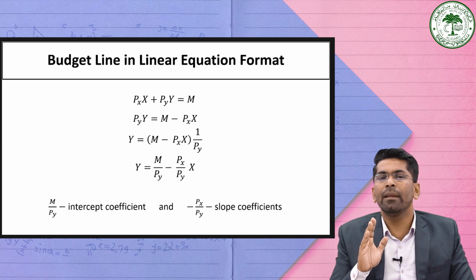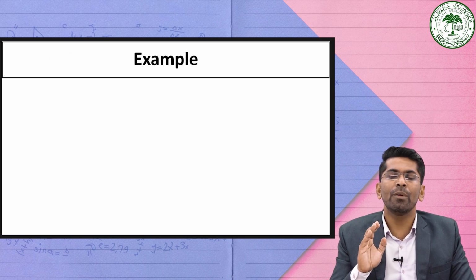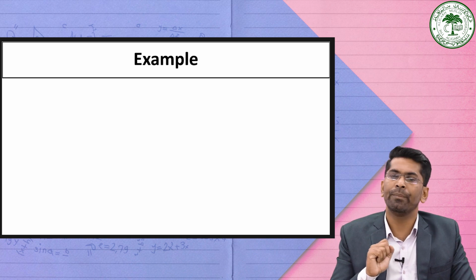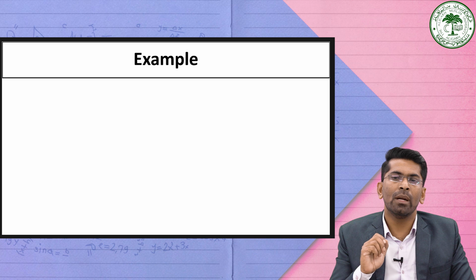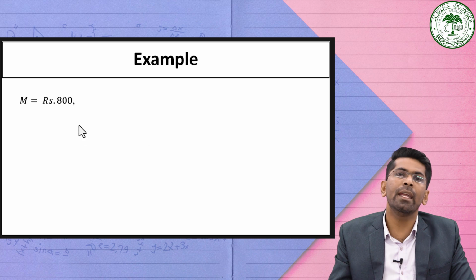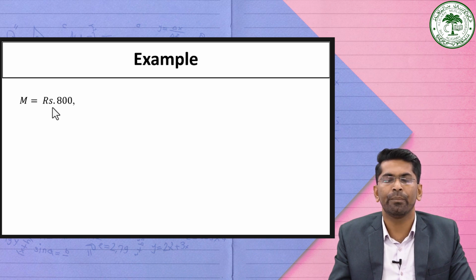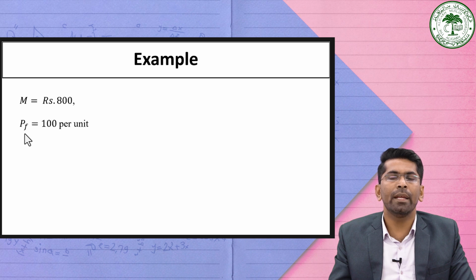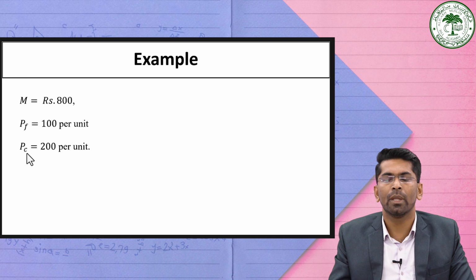So after converting the budget line into the linear format, we are going to consider some numerical examples so that it will be more clear. Let me look at a numerical example. Suppose we take a hypothetical consumer who has a daily income of 800 rupees. There are two commodities that he wants to purchase: one is food and another one is clothing. The price of food, PF, I am denoting here, is equal to 100 rupees per unit. And the price of clothing, PC, is equal to 200 rupees per unit.